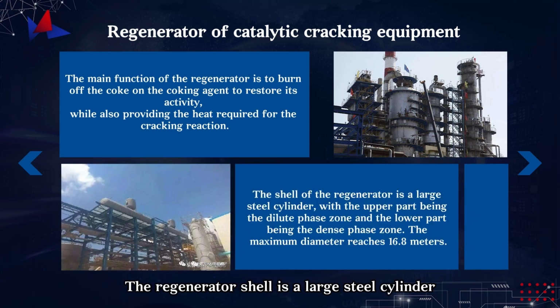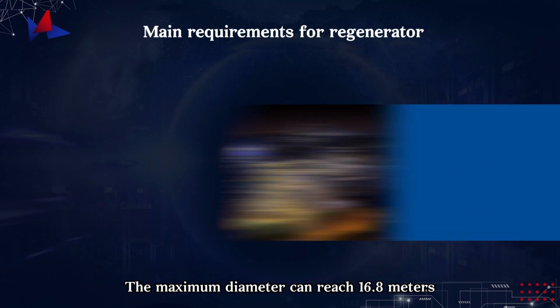The regenerator shell is a large steel cylinder. The upper part is the dilute phase zone, and the lower part is the dense phase zone. The maximum diameter can reach 16.8 meters.